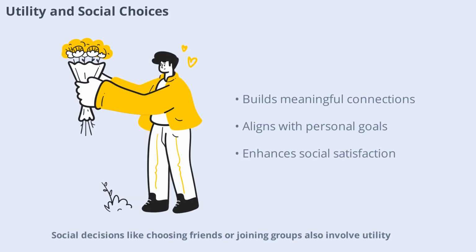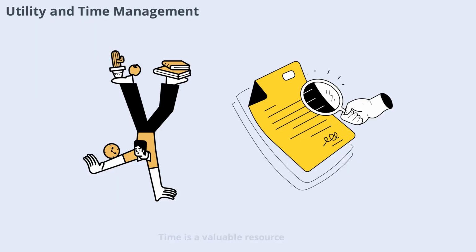Social decisions like choosing friends or joining groups also involve utility. People seek relationships and communities that provide support, enjoyment, and shared values. By considering the utility of different social options, you can build connections that enrich your life and align with your personal goals.